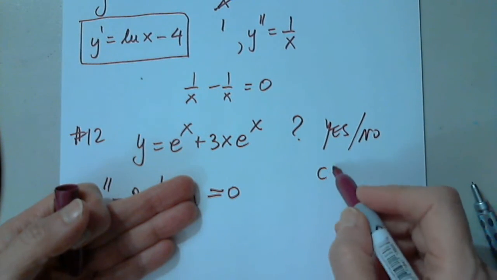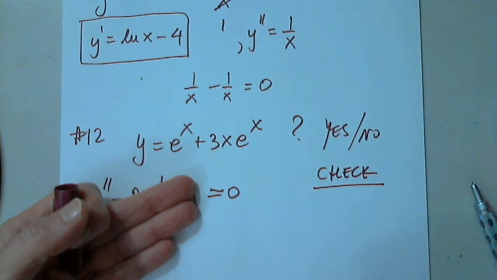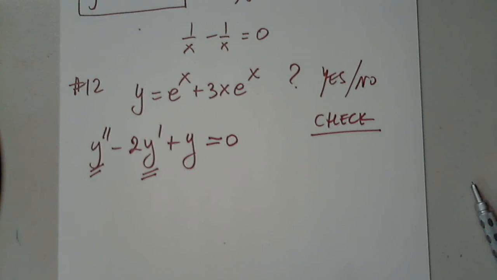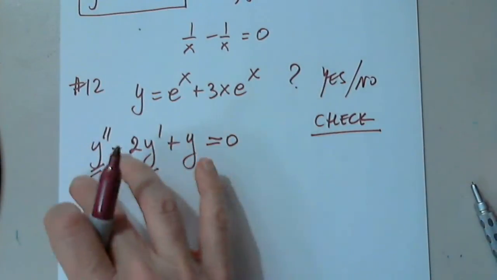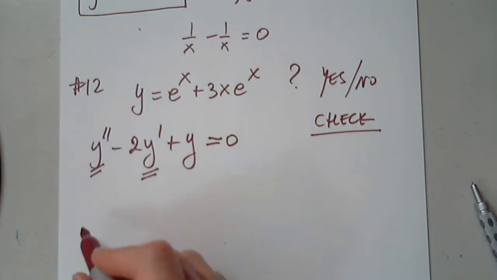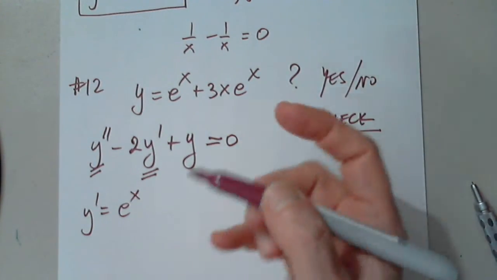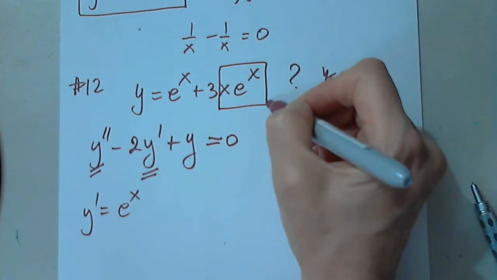But they're asking us to check. So I don't think that this is a tricky question. I cannot do anything here before I find y prime and y double prime. So let's find y prime. This is nice, always nice. Careful, this is the product rule again.